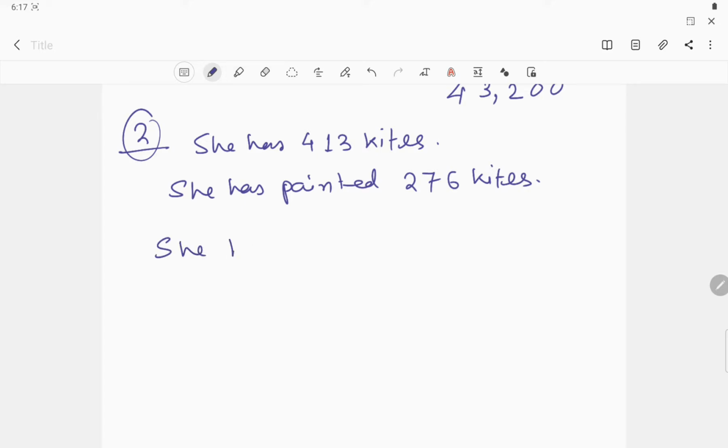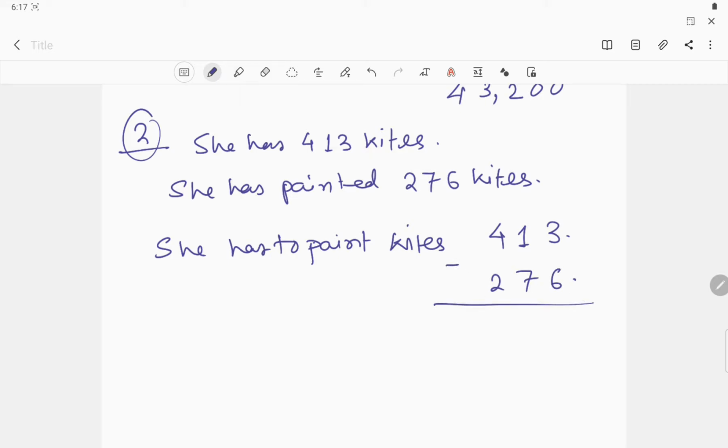So she has to paint kites: 413, the bigger number, and the smaller number is 276. Now subtract it. 3 is less than 6, so it will be 13 and it will be 0. So 13 minus 6 is 7. 0 is less than 7, so it would be 10 and it would be 3. So 10 minus 7 is 3 and 3 minus 2 is 1. So how many kites does she have to paint? 137 kites, right? This is the actual figure.